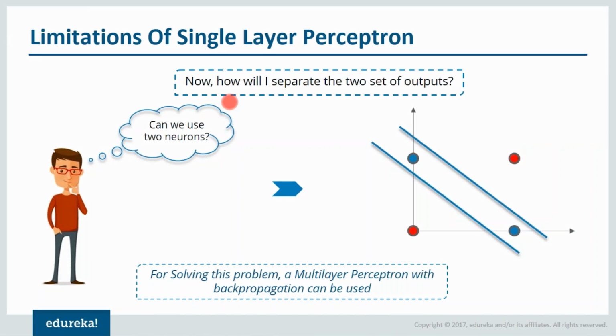So now what's the answer to this? What if we use multiple neurons? Using multiple neurons, we can have 2 lines that can separate it. Now we can solve this problem if we have multiple neurons. If we use 2 neurons, we can have 2 lines, and that can actually separate the high outputs as well as the low outputs. So this is where we use multi-layer perceptron with backpropagation.